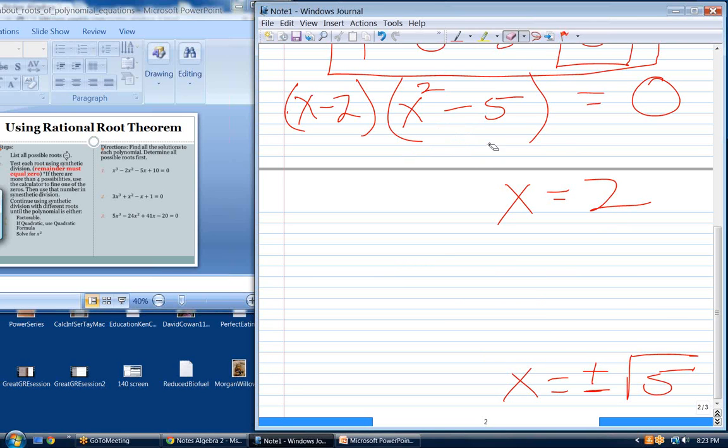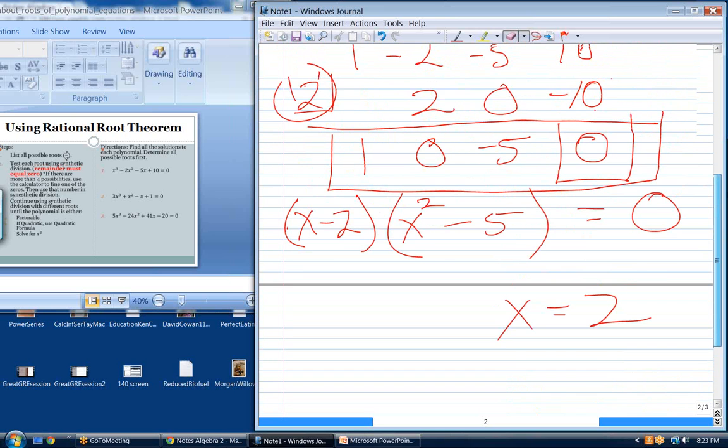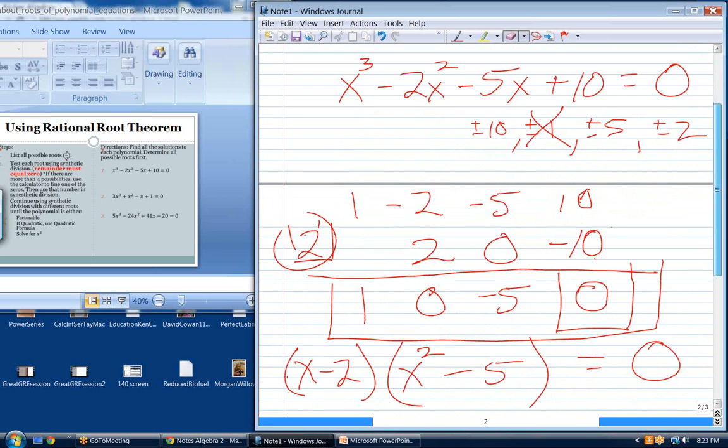In other words, we would never have found the root 5 solution using the rational factor theorem. The rational factor theorem, or the rational root theorem, only finds rational solutions. It's never going to find that root 5. So the only way for us to solve this problem is by finding the one rational solution, dividing, coming up with the resultant quadratic, and then solving for the other 2 irrational solutions.